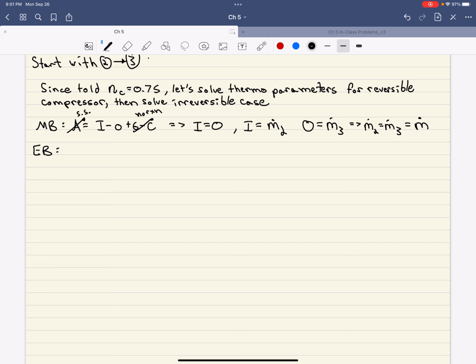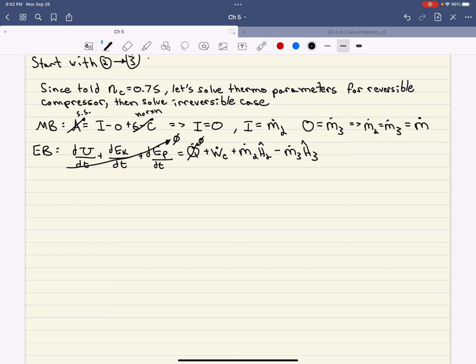So that's the material balance. We'll now move on to the energy balance. So we're dealing with an open system. So WC is going to be for compressor. And then we have the enthalpies of stuff going in, and the enthalpies of stuff going out. We're operating at steady state, so the whole left-hand side is 0. And the compressor is adiabatic, so we don't need to worry about that. Okay?